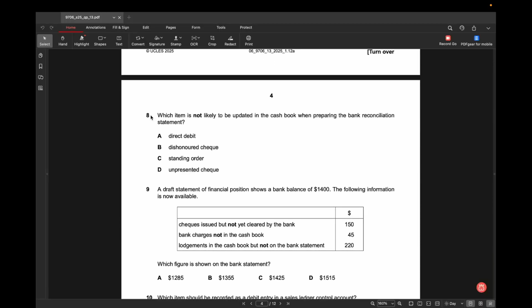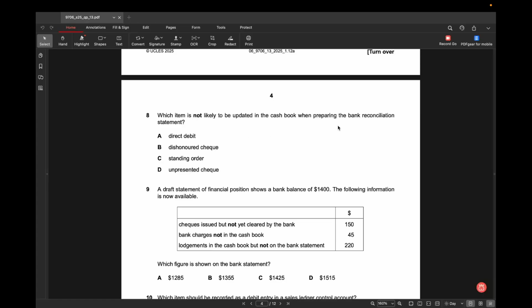8. Which item is not likely to be updated in the cash book when preparing a bank reconciliation statement? When we prepare the bank reconciliation statement, which will we not update in the cash book? Okay, so when we prepare the reconciliation, first we will look at the balance in the cash book and the balance in the bank statement, and whatever entries are not recorded in the cash book and only recorded in the bank statement, we will update. Okay, so let's find out.